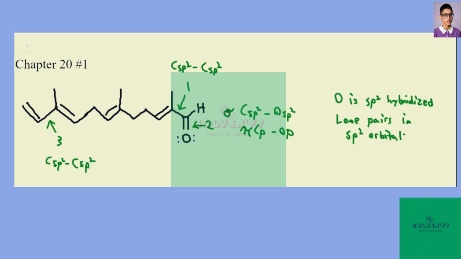And so that's the answer to this problem. Again, for part A, we just need to look at the 2 atoms that are involved in each of the bonds that we're talking about, and what their hybridization is. And then for part B, since we know that the oxygen is sp2 hybridized, we can say that the lone pairs are going to be in sp2 orbitals. And that's the answer to chapter 20, problem number 1.